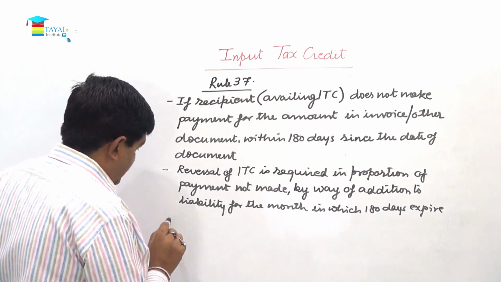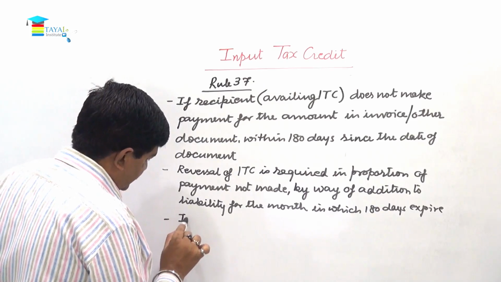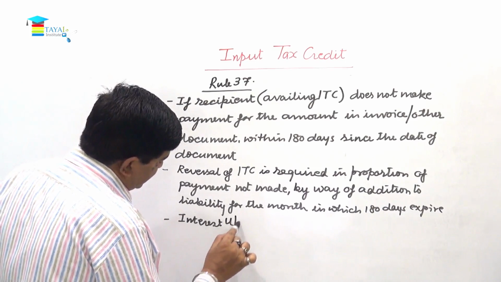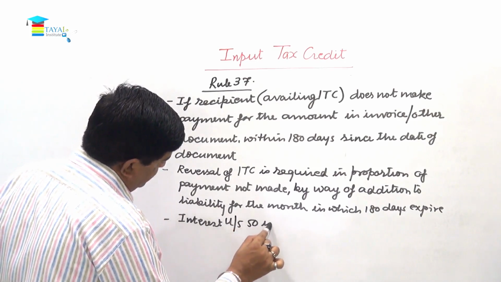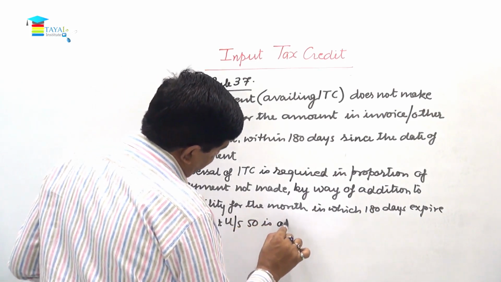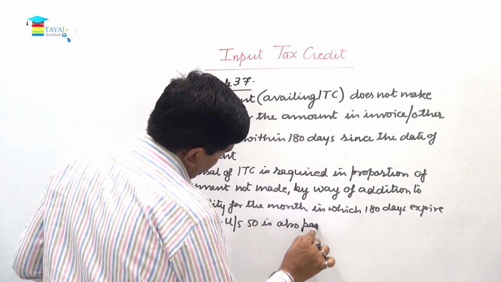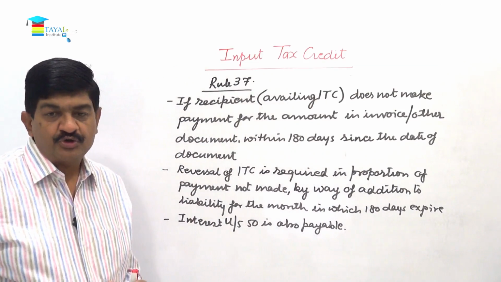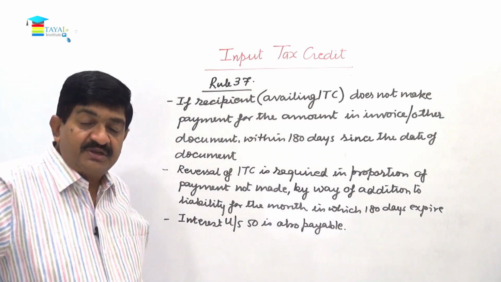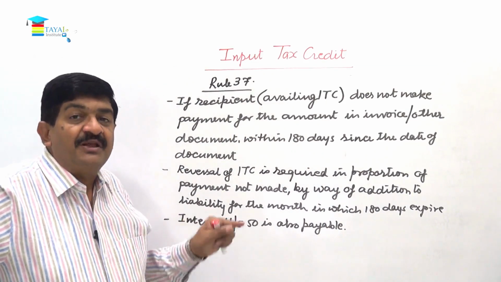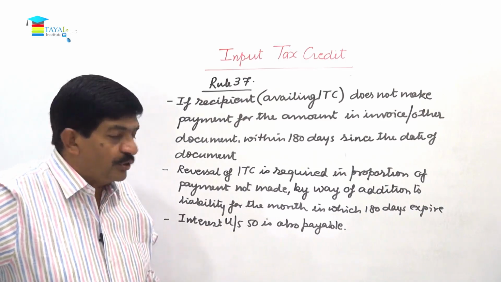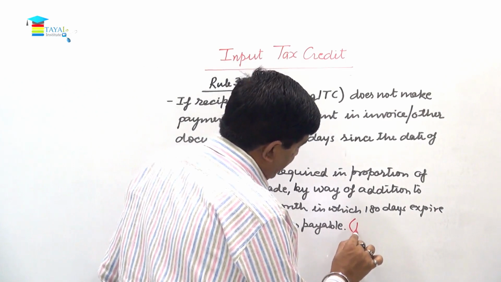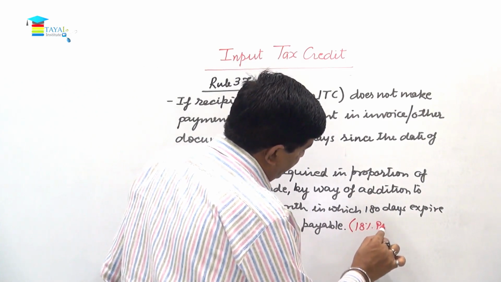And then interest under section 50 is also payable. Since the credit is taken till the payment is made, for that interest is also payable. And for this you can keep it in mind, this is 18% per annum interest rate.